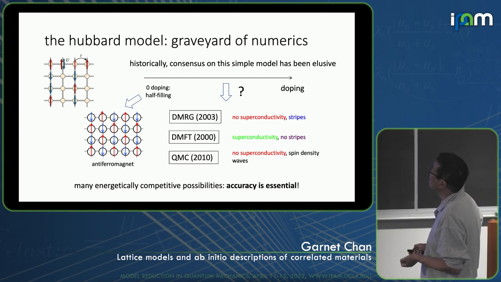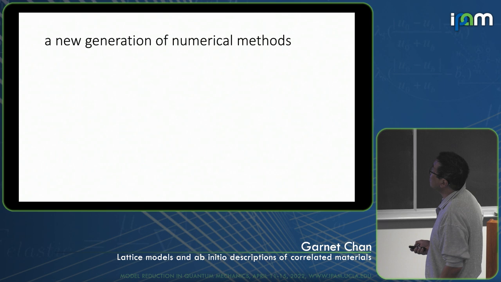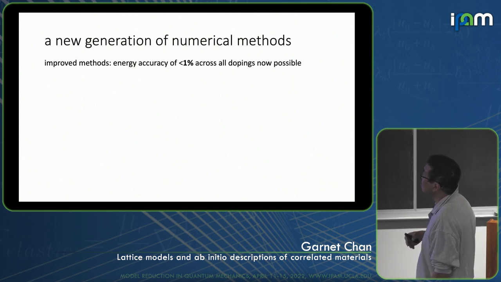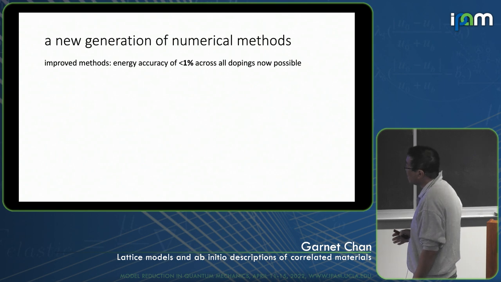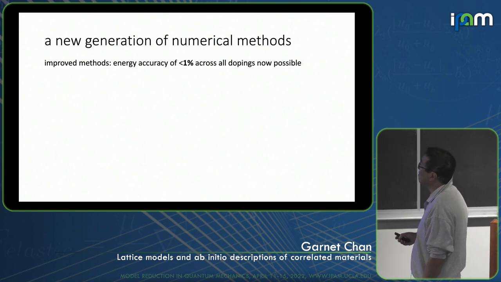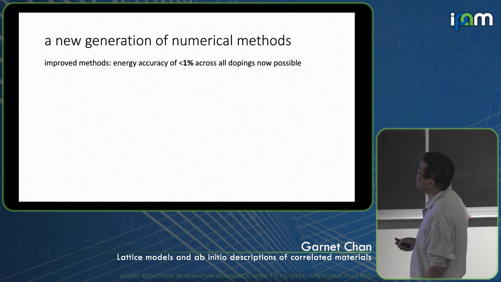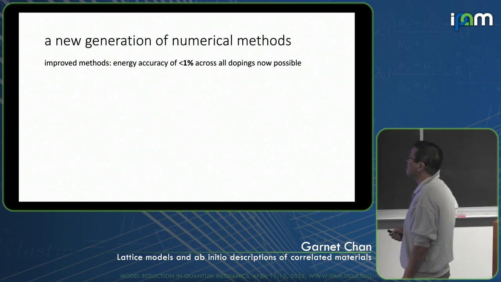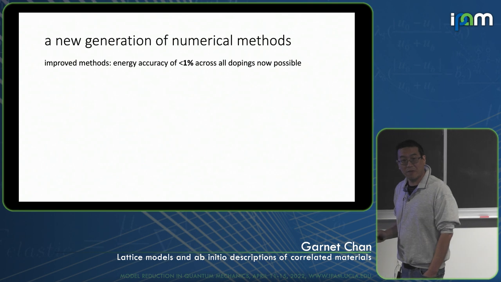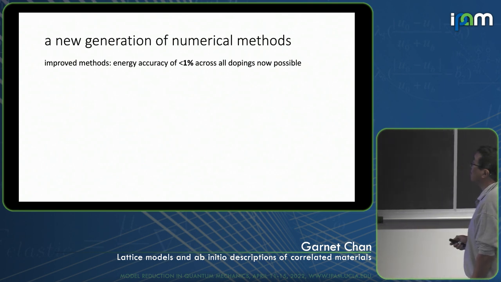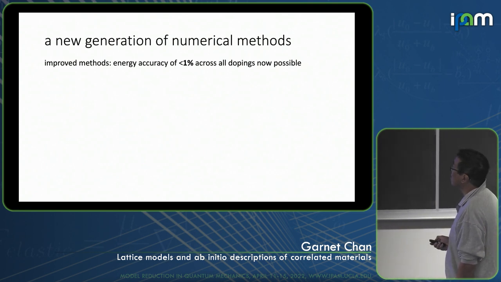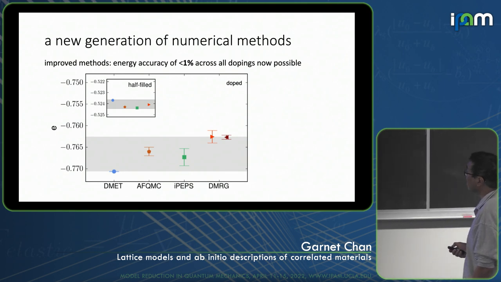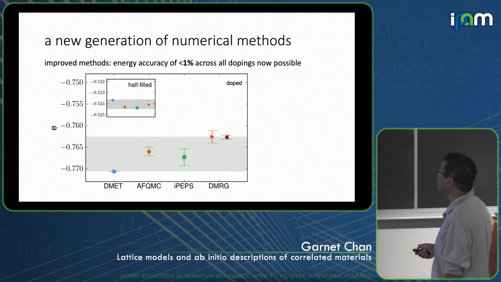So an example of this: I would say that today we can reliably achieve, by a variety of different techniques, an accuracy of better than 1% across the doped regions of the phase diagram. And this is not sufficient to resolve everything, but it's sufficient to resolve a number of things. Okay. So this is some benchmark from a number of different groups using a variety of different methods.